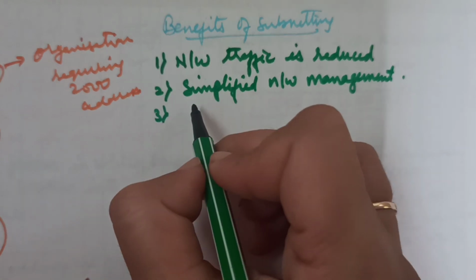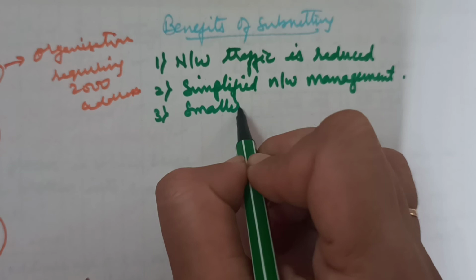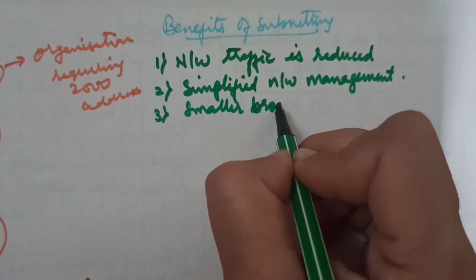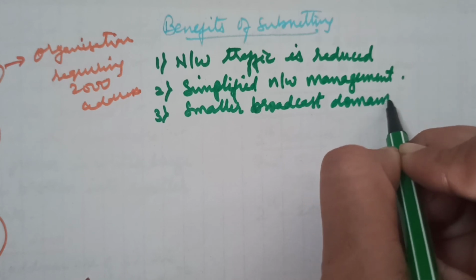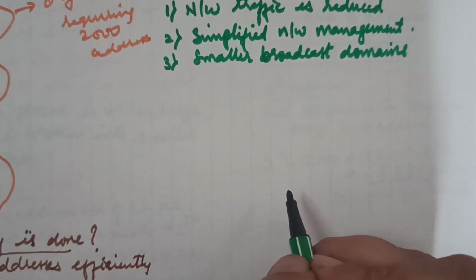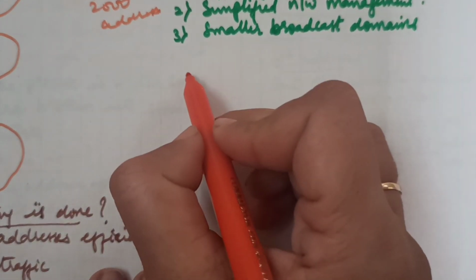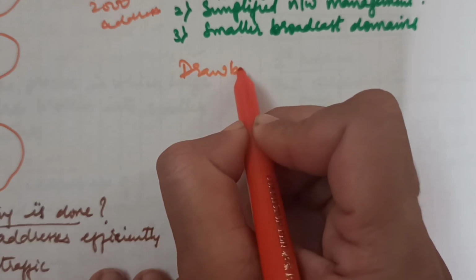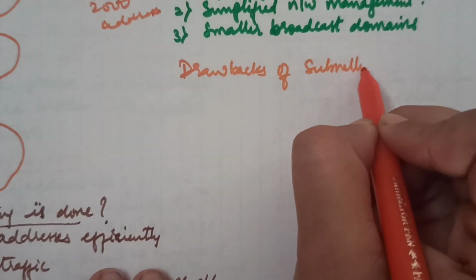And subnetting results in smaller broadcast domains. So this is also a benefit of subnetting. In smaller broadcast domains, it becomes easy to identify which machine in the network is having a problem. Now what are the drawbacks of subnetting?